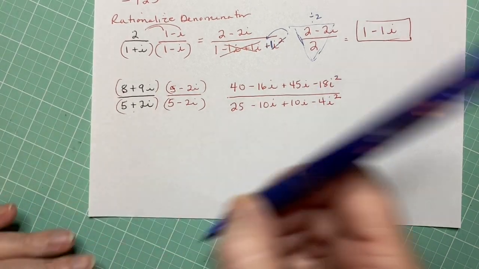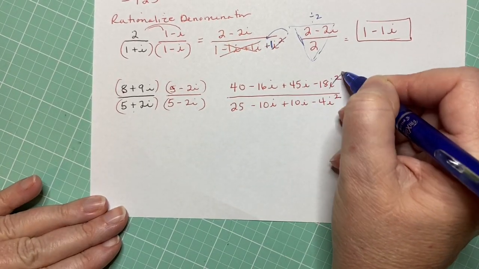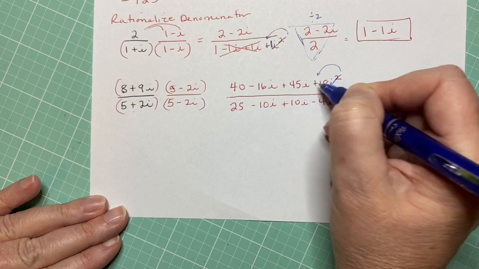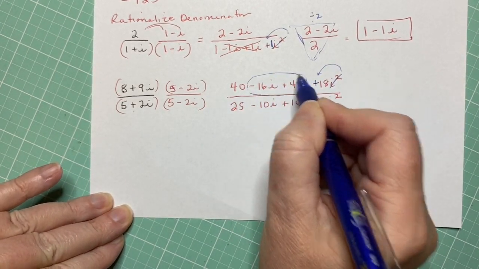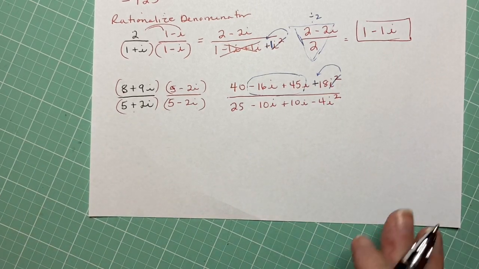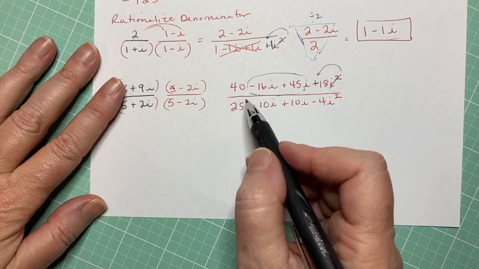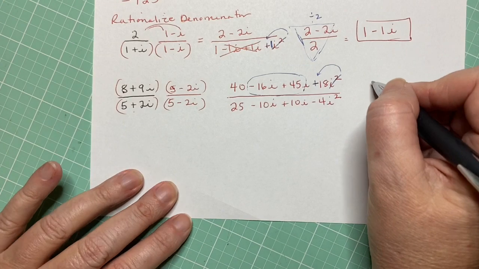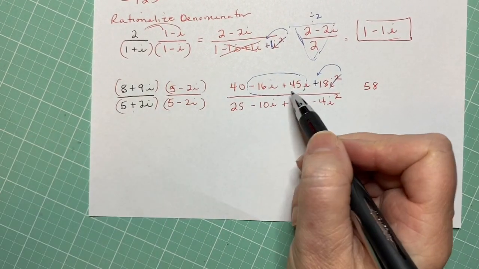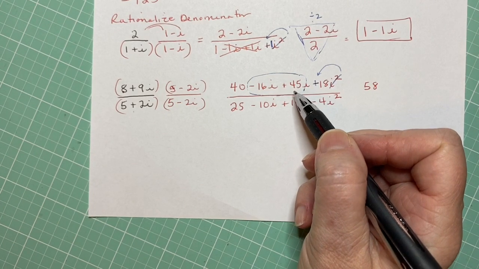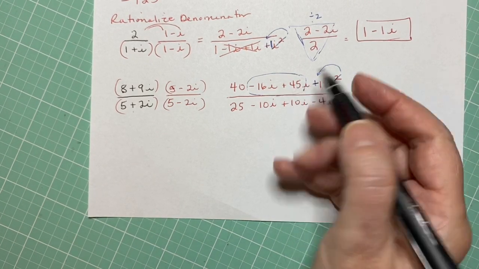So let's look on the top here. So first on the top, this i squared is going to change that to a positive there. And then I can combine these like terms. So I can say 40 plus 18 is 58. And then negative 16 and 45 is 29.